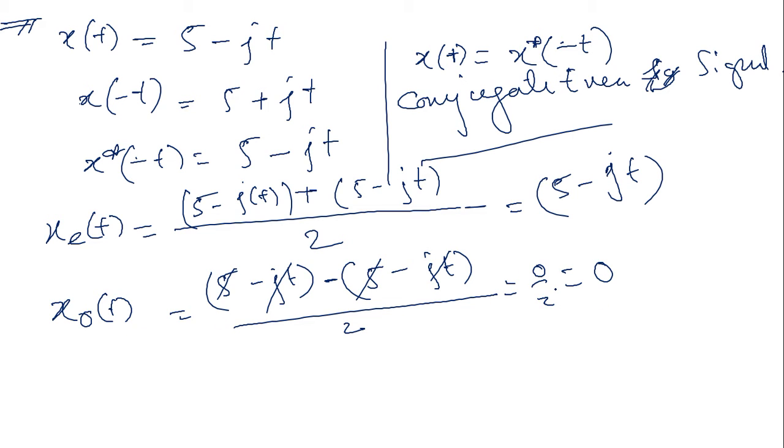So for other signals you can try this method. If you have not estimated whether the signal is even or odd, and you are confused, then you can calculate the even part and odd part. If you find only the even part, then it's an even signal and the odd part is 0. If the even part is 0, then it's an odd signal. If both are valid, then it is neither even nor odd. You can check this.